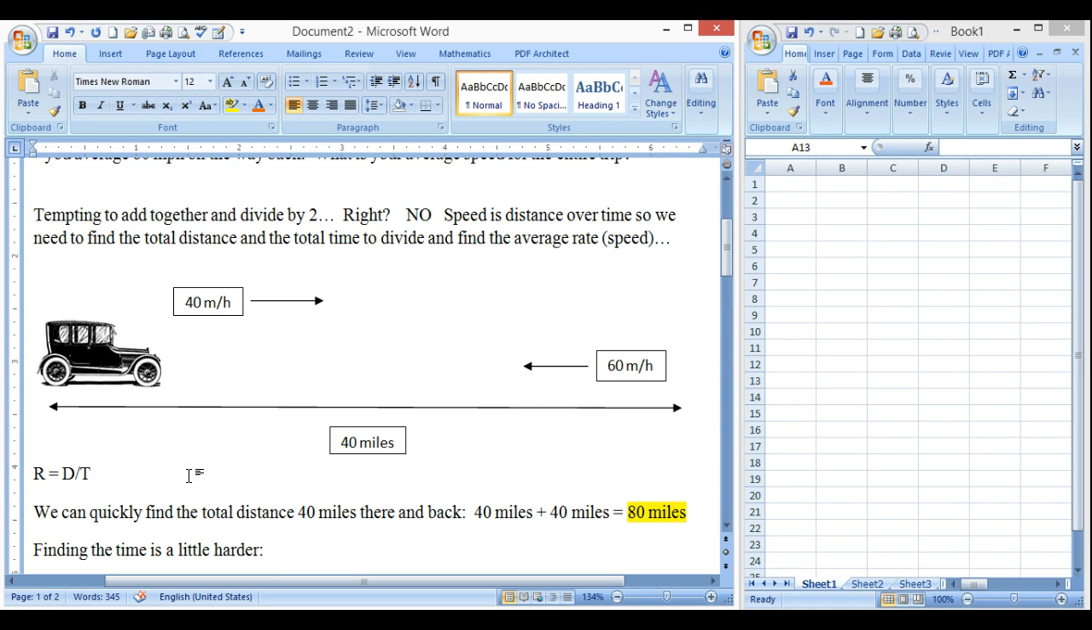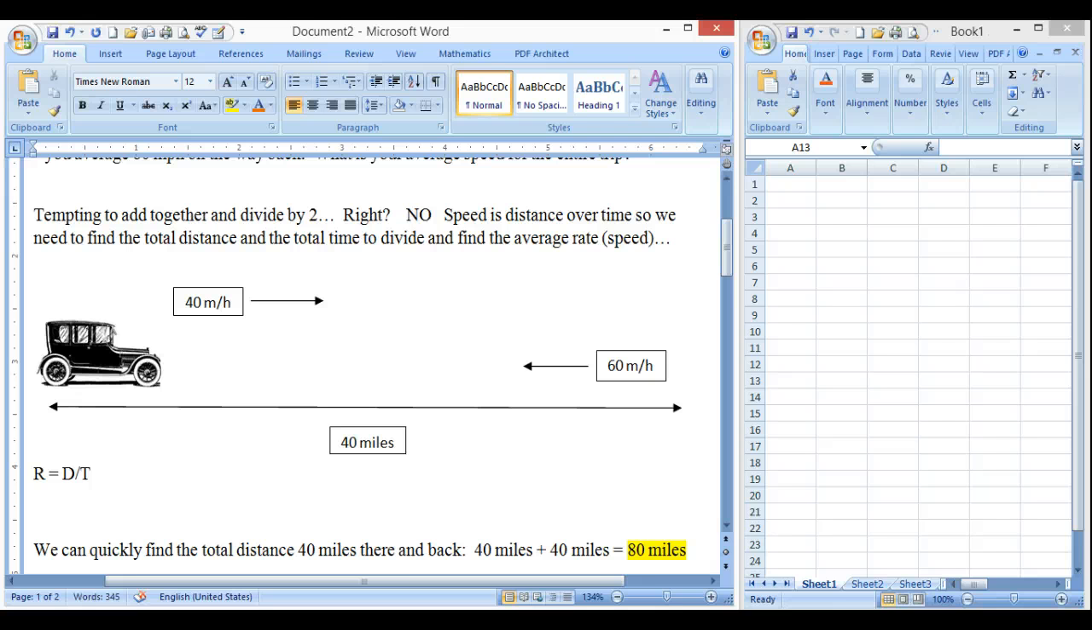Now I need to find the total time. It's a little harder. So I need to find the total time it takes to get there and the total time back. Well, if rate is distance over time, then I can rewrite this equation as time equals distance over rate. The way I did that was solving this equation by multiplying both sides by time.